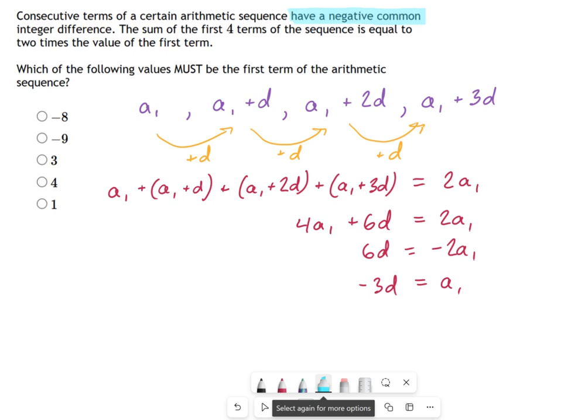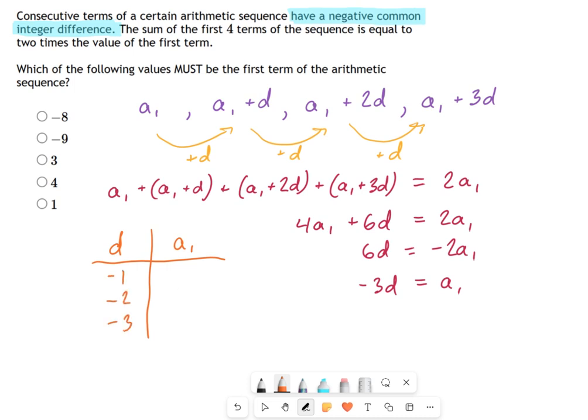We know that there's a negative integer common difference. In other words, whatever D is, it has to be a negative number. So let's make some options here. These are guesses, mind you. Here's D, and here's A1. So the first negative integer difference that I might guess is negative 1. And then I might guess negative 2. And then I might guess negative 3. These are all good guesses for D because they're all negative integers.